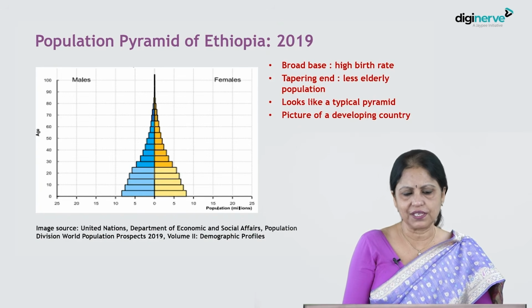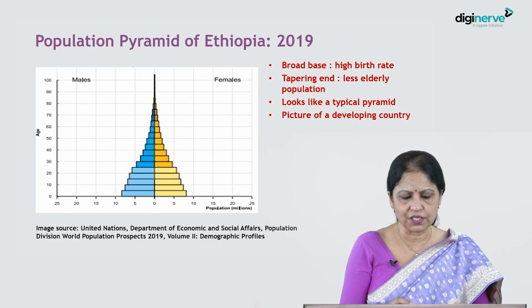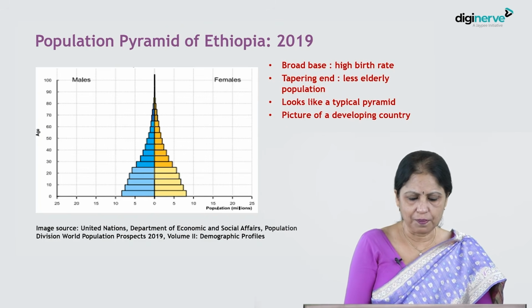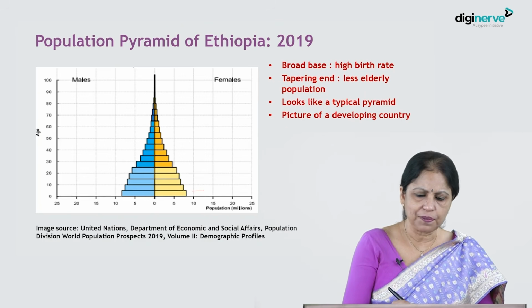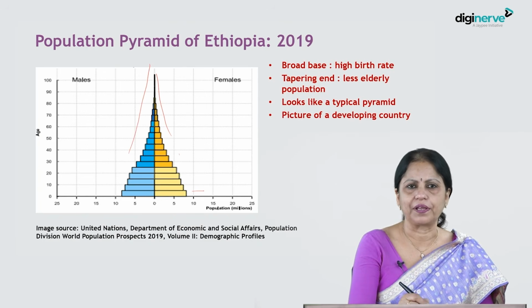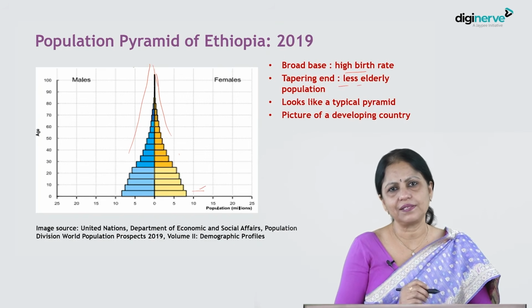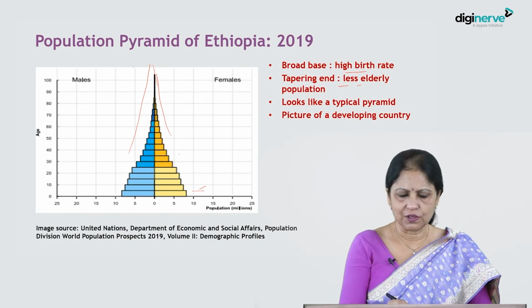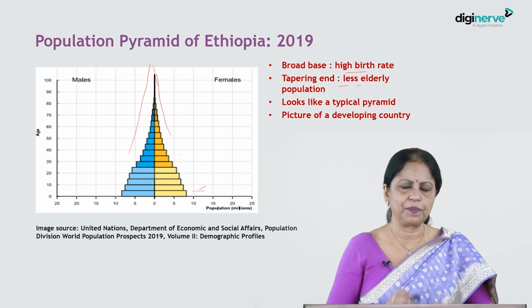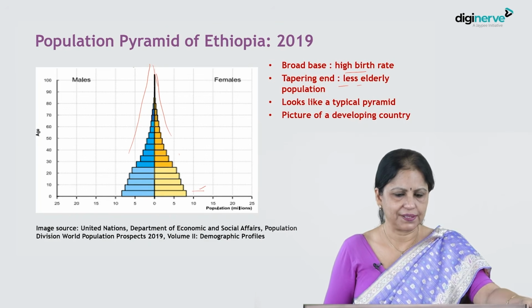So here you can see the pyramid is so distinctly showing here, and the base is broad and the tip is absolutely tapering up. So high birth rate, which makes a broad base, tapering end because there are less elderly population, and it looks like a typical pyramid. This is the picture of a developing country.